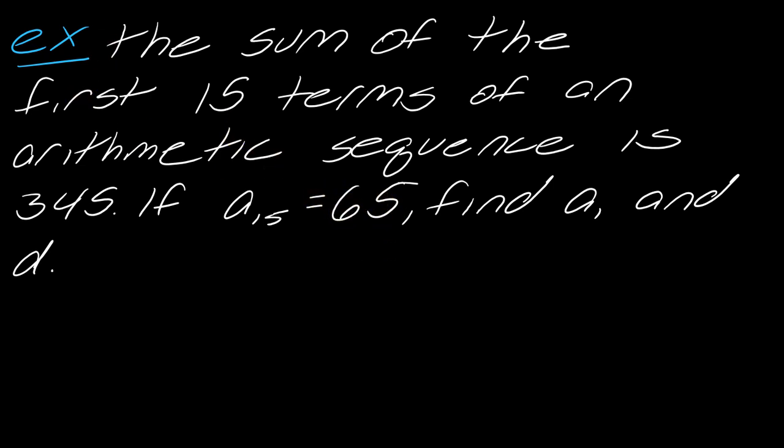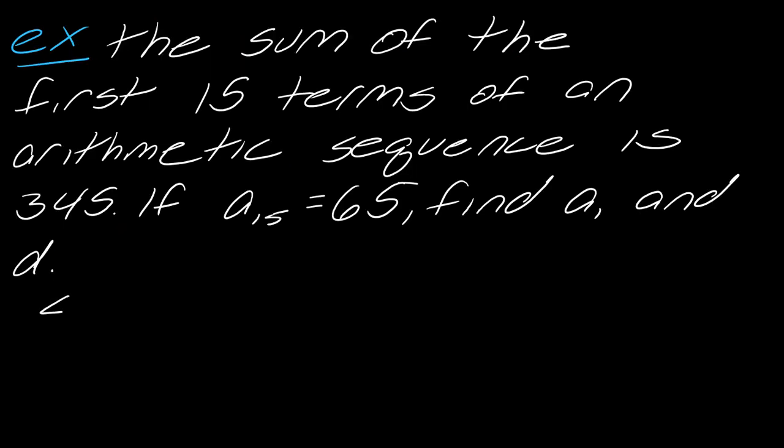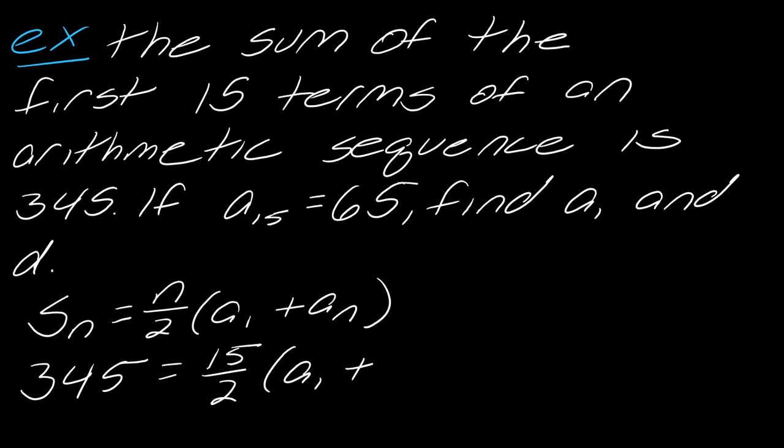And so because of that, since we know the last term, we can actually use this formula here. So that's going to make our lives a little bit easier. So I'm going to have s sub n equals n over 2 times a sub 1 plus a sub n. All right, so let's plug in what information I know in this formula. I know that this sum equals 345 when n equals 15. So here's all the information I have, and I also know that the 15th term is 65.